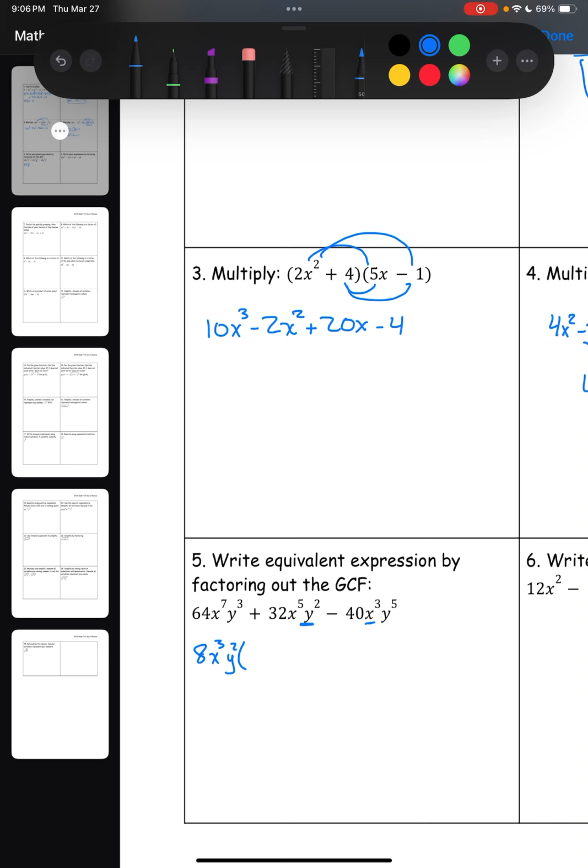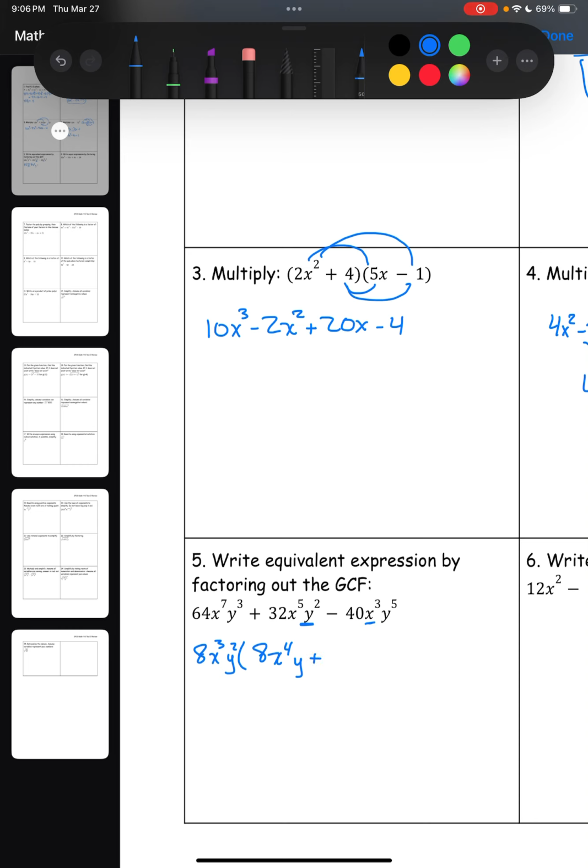So by taking all of those out, we're going to do it in steps. Taking 64 divided by 8 is 8. X to the 7th divided by x to the 3rd, you're just going to do 7 minus 3, so just x to the 4th. Then our y, we're doing 3 minus 2, which is just y. Then we should be doing our next one.